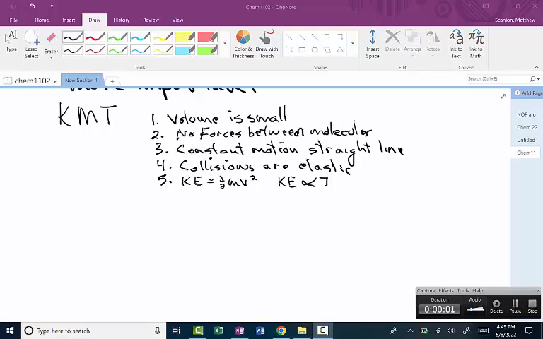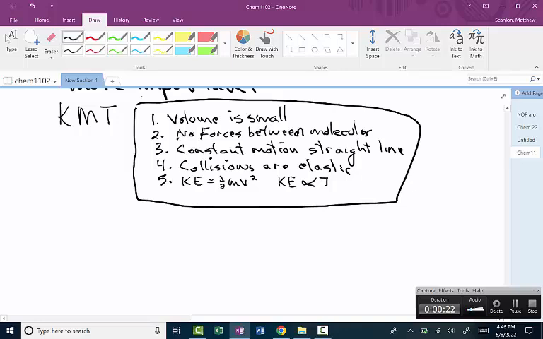So we're going to talk about the kinetic molecular theory again, and look at how it affects pressure and volume, and pressure and temperature. We want to keep in mind our 5 postulates or assumptions: that the volume of the gas is small, there are no forces between molecules, and they're in constant motion and always traveling in a straight line. Collisions are elastic, and the kinetic energy is equal to 1/2 mv squared, and it's proportional to temperature. We want to keep all those in our head.